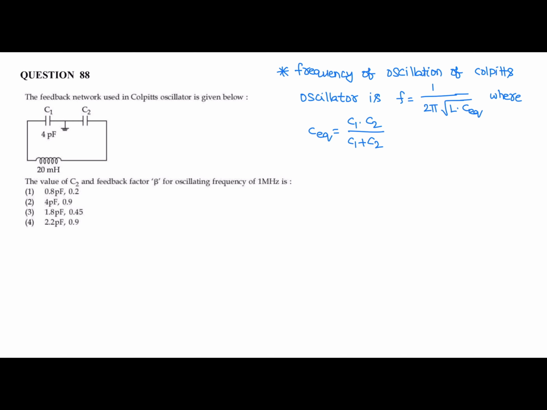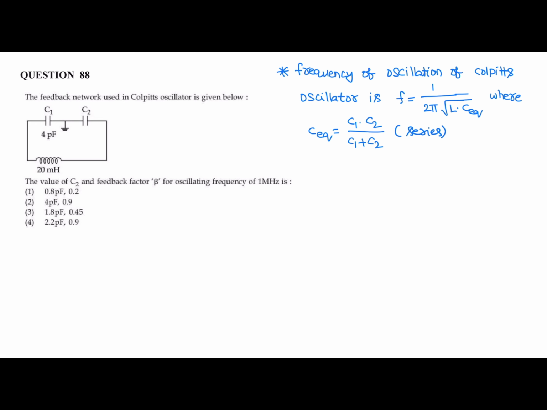Next question. A feedback network used in Colpitt's oscillator. This Colpitt's oscillator is used to produce radio frequency oscillations, and the frequency of oscillations is given by f is equal to 1 by 2 pi square root of L C equivalent, where C equivalent is C1 C2 by C1 plus C2. These two capacitors are connected in series in the tank circuit.